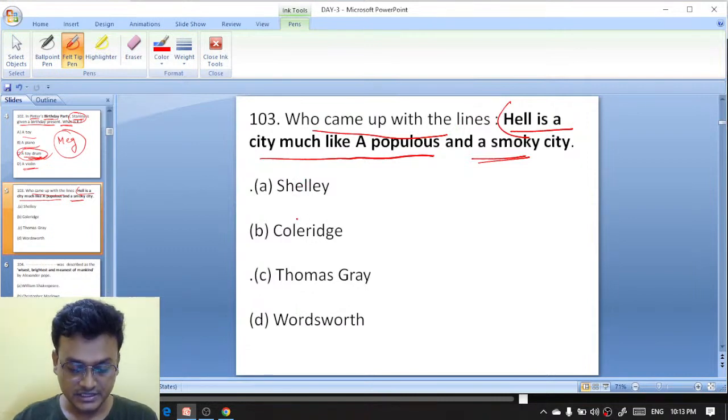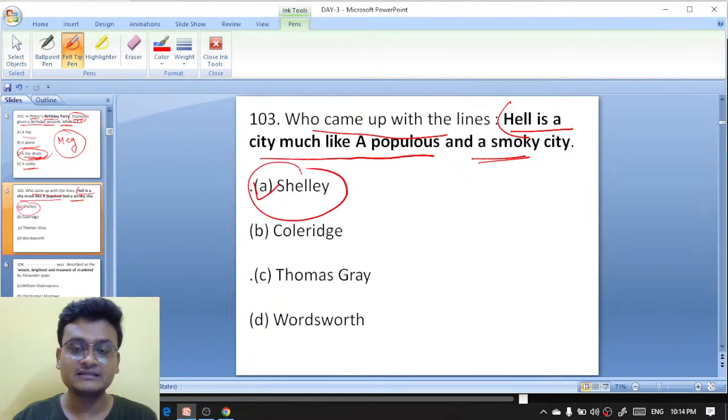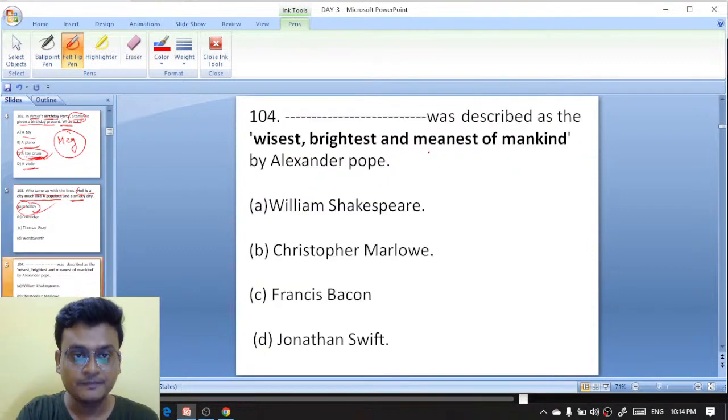Industries is saying D. Here the right answer is Shelley. Okay, it is Shelley. Shelley has come up with the lines that hell is a city much like a populous and a smoke city. So here Shelley is the right answer. Remember this fact. Next question.